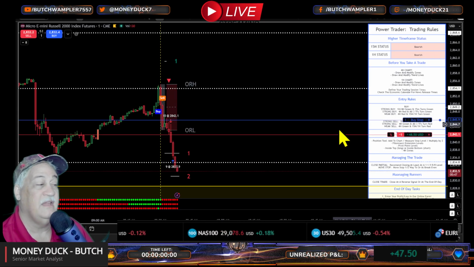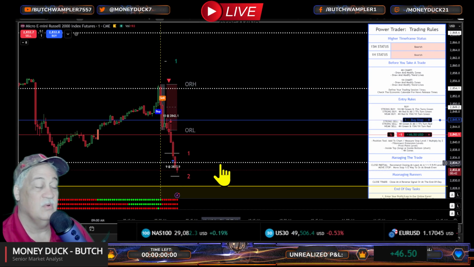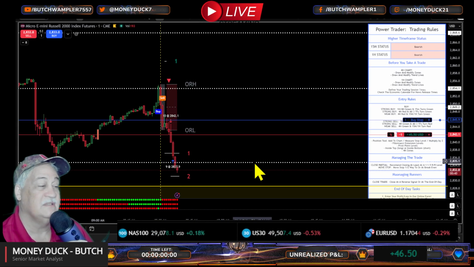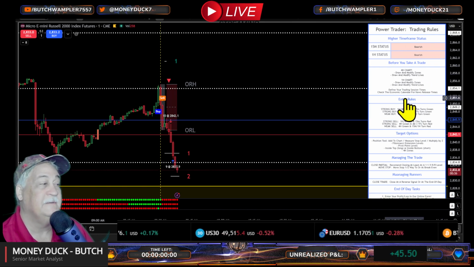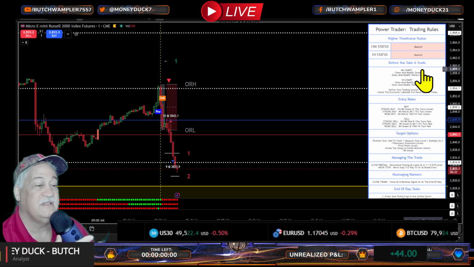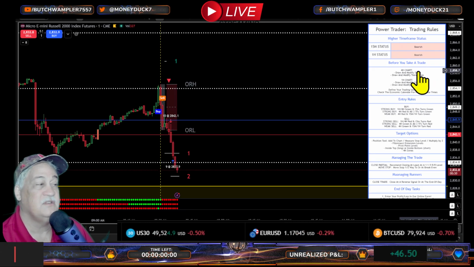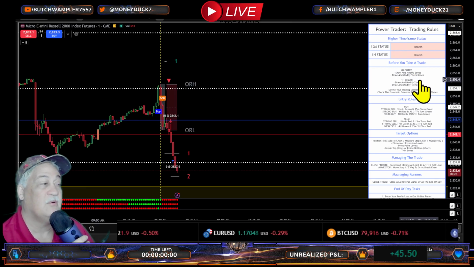So I'm going to leave it there because it has plowed down through this line here, which is a 4-hour support and resistance level for us. So let's go over the rules over here on the box. Basically, before we look to take a trade, before we sit down to trade, we get there an extra 15 minutes early, and we always look at the 4-hour time frame.